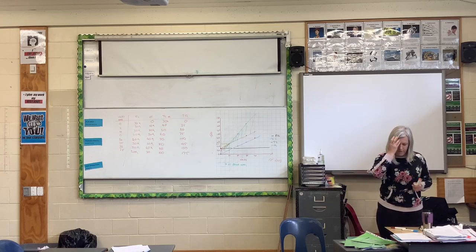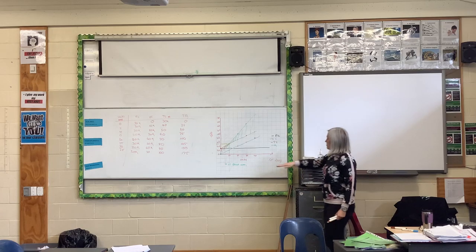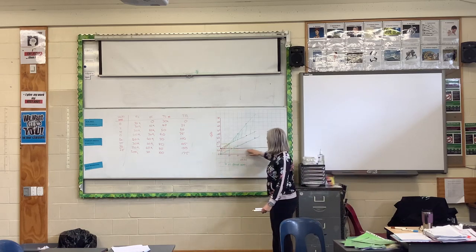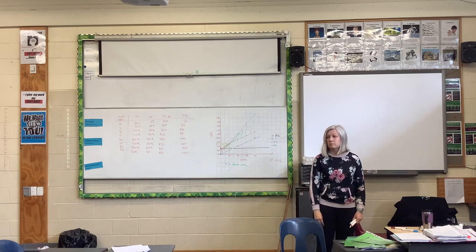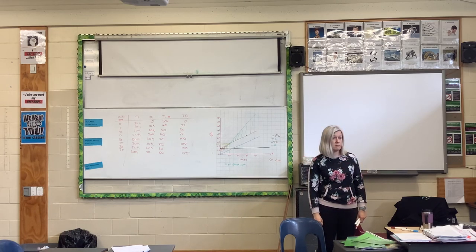Explain the shape of the fixed cost and variable cost curve. What's the fixed cost curve? It's a horizontal line, isn't it?